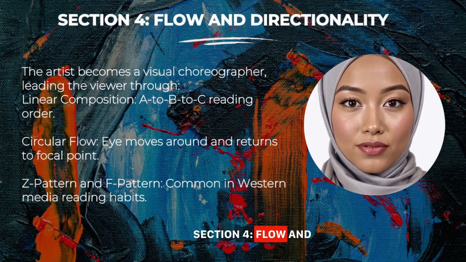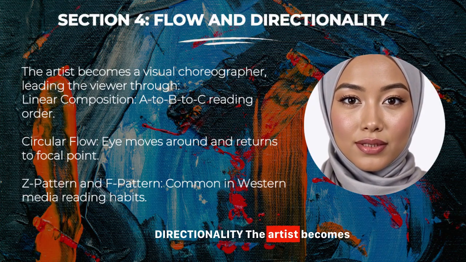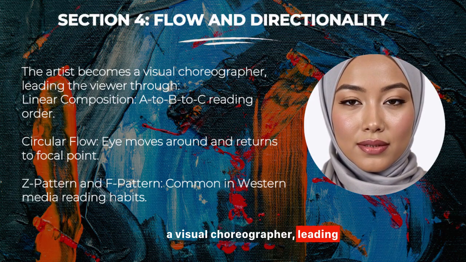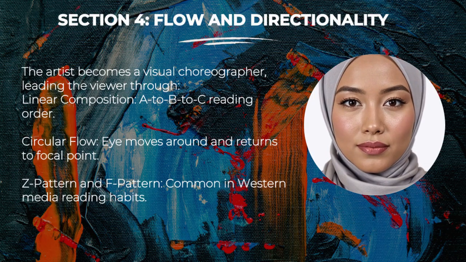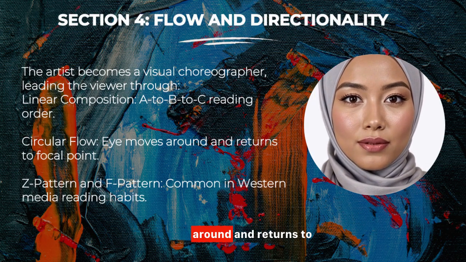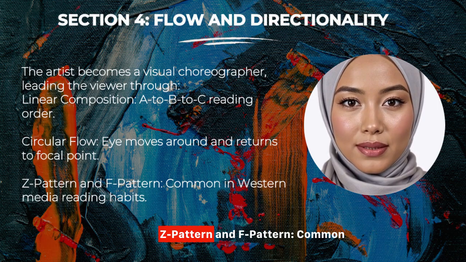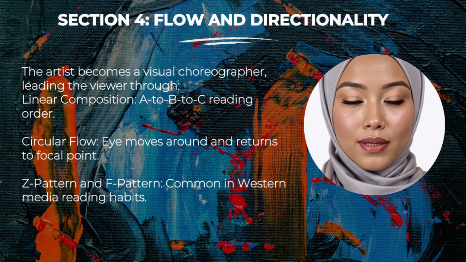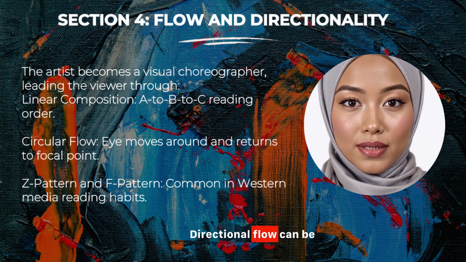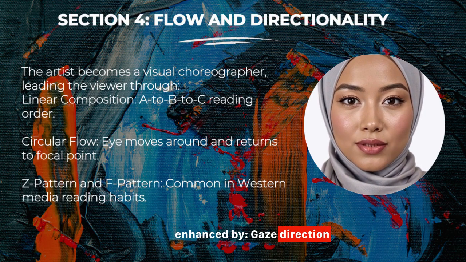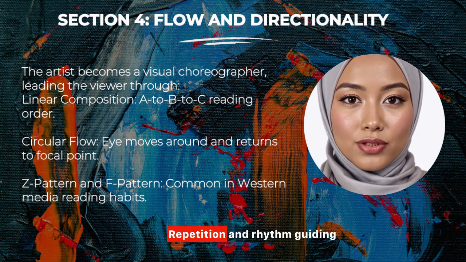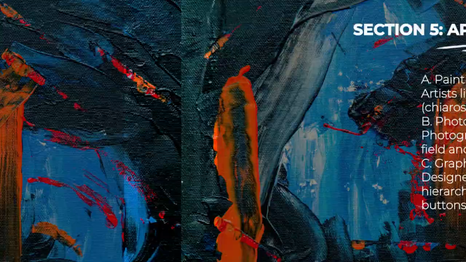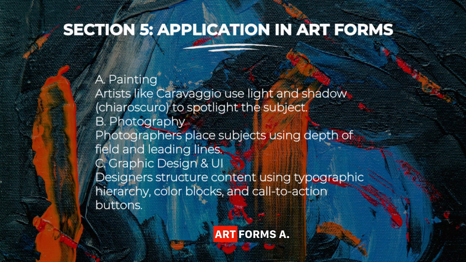Section 4. Flow and directionality. The artist becomes a visual choreographer, leading the viewer through linear composition, A to B to C reading order. Circular flow, eye moves around and returns to focal point. Z pattern and F pattern, common in Western media reading habits. Directional flow can be enhanced by gaze direction of figures, movement of limbs or gestures, repetition and rhythm guiding the eye.